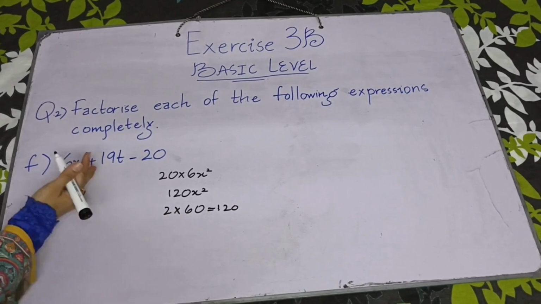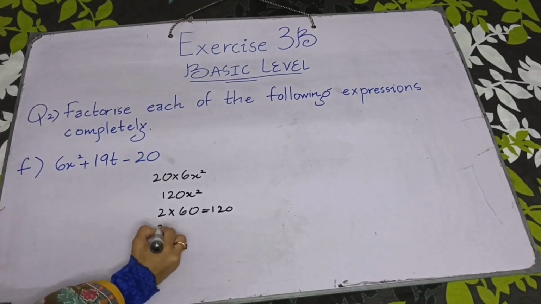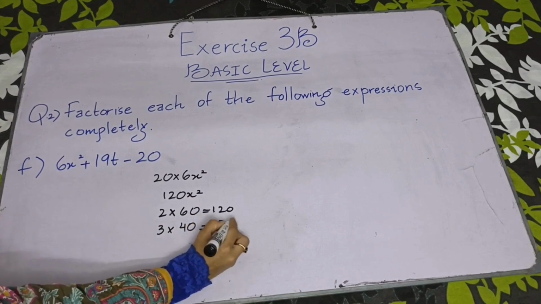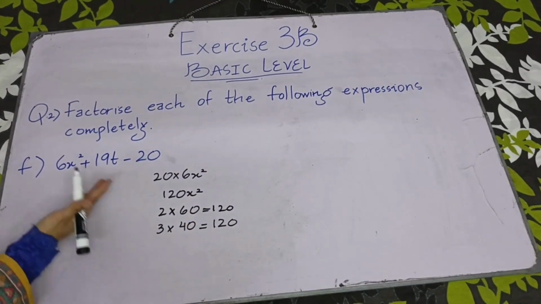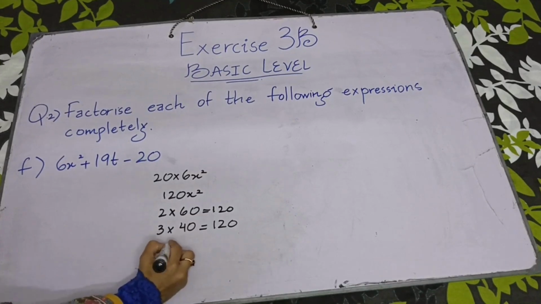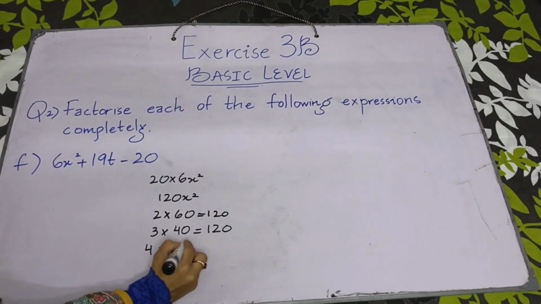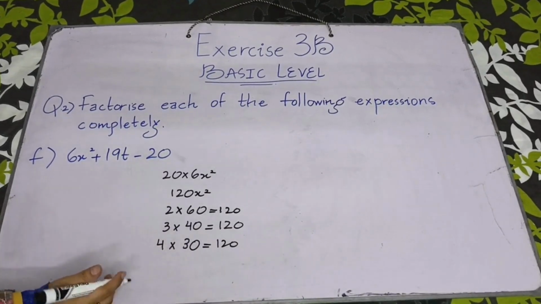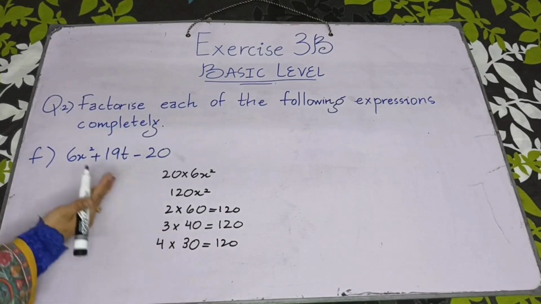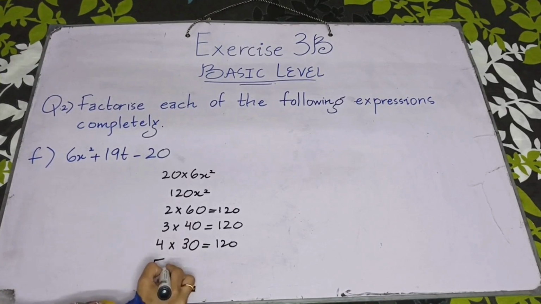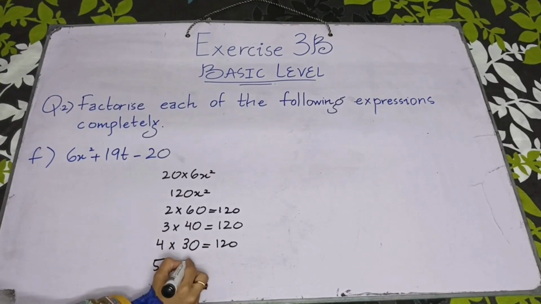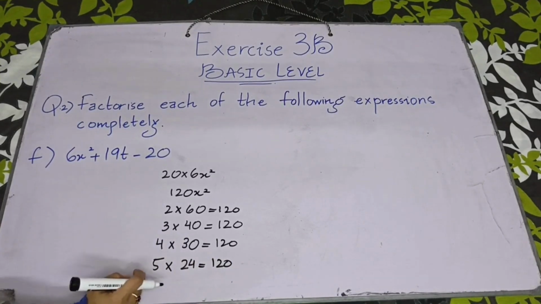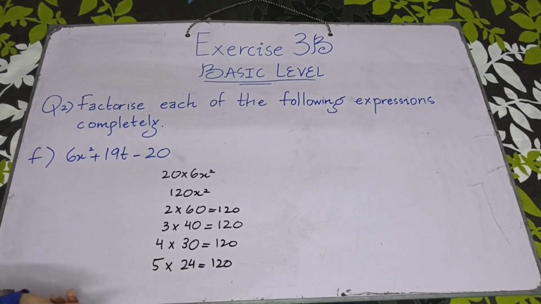If you are going to plus minus, it will not come 19. In the 3 times table, 3 4 is 12, 40 times 3 is 120. If you add and subtract, 19 will not come. In the 4 times table, 30 times is 120. Again, if we add and subtract, 19 will not come. In the 5 times table, 120 comes 24 times. So if I minus 24 by 5, can I get 120? Yes, I can get 120.